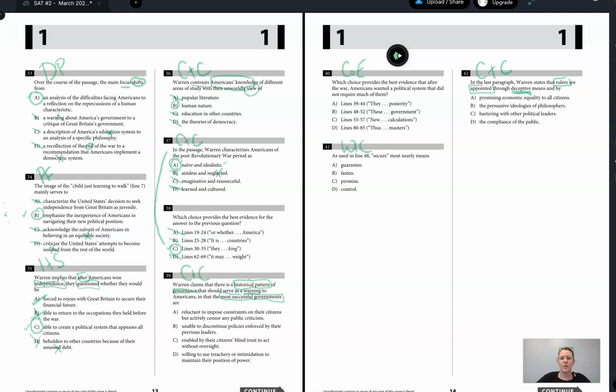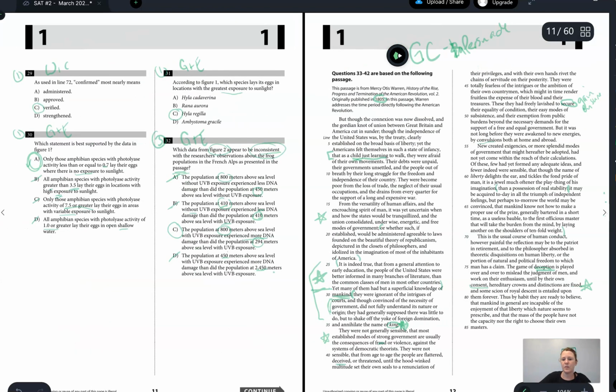So now we can look at number 39. Warren claims there is a historical pattern. So this was something about most governments being some kind of way. We know this is going to be between line 48 and this area where we found this contrast. So let's see something about most governments are.